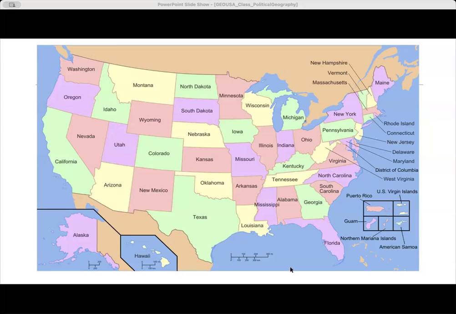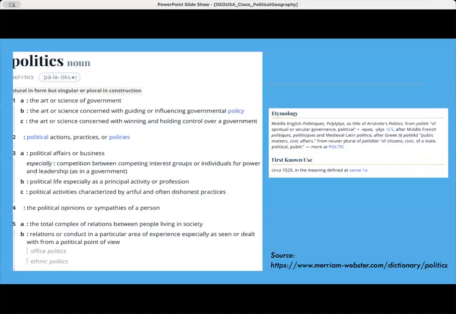Now, let's jump in a little bit on what we're talking about when we talk about political geography. The first term we want to understand is what do we mean when we say politics or political?